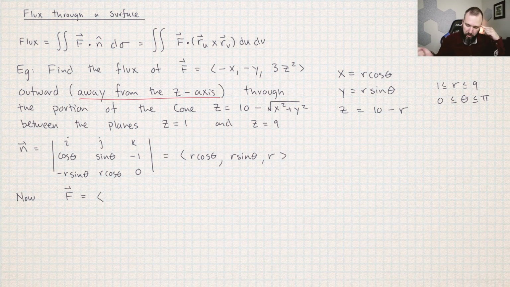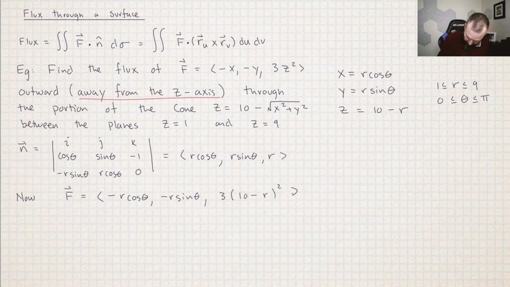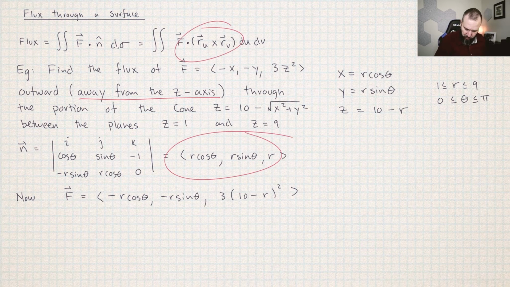Okay, so the next step here is to substitute all the parameterizations into capital F. So I'm looking at negative x right there. So I'm going to put negative, and then x is r cos theta. So negative r cos theta. And then negative y. So that's going to be negative r sine theta. And then 3z squared. So that's going to be 3 times 10 minus r quantity squared. So now I've got F, and this thing right here is r sub u cross r sub v.